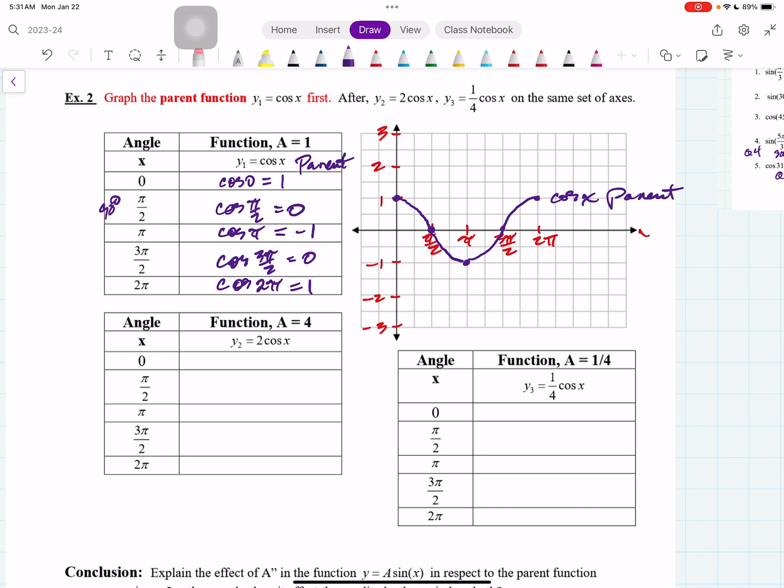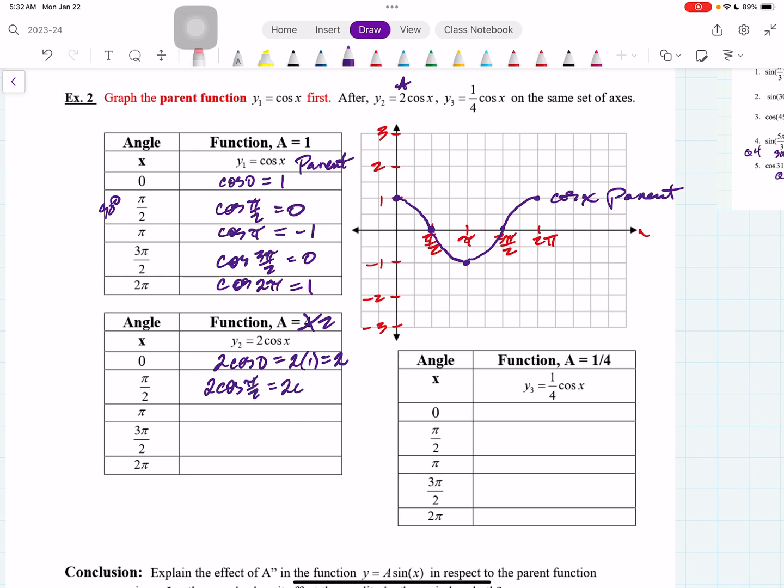Now, when you change a to 4, well, actually, I wanted to change it to 2, so fix that, sorry. Look at it, it says y2 equals 2 cosine x. So a is 2 there. Sorry if there's a little typo. Okay, and then you evaluate. So 2 times the cosine of 0, that's 2 times 1. 2 times 1 is 2, right there. And then 2 times the cosine of pi halves.